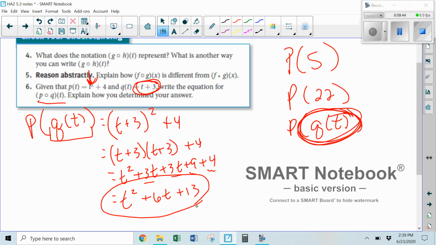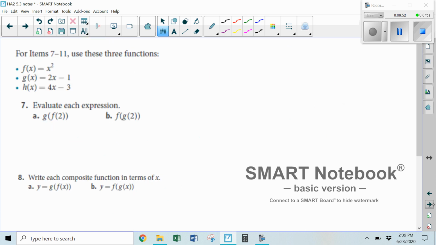Okay, let's do more practice of that in number 8. Or maybe 7, let's see. Yeah, let's start with 7. So we have 3 functions. We're going to keep using f of x, g of x, and h of x. Number 7, evaluate each expression. So look at the inner part. f of 2.